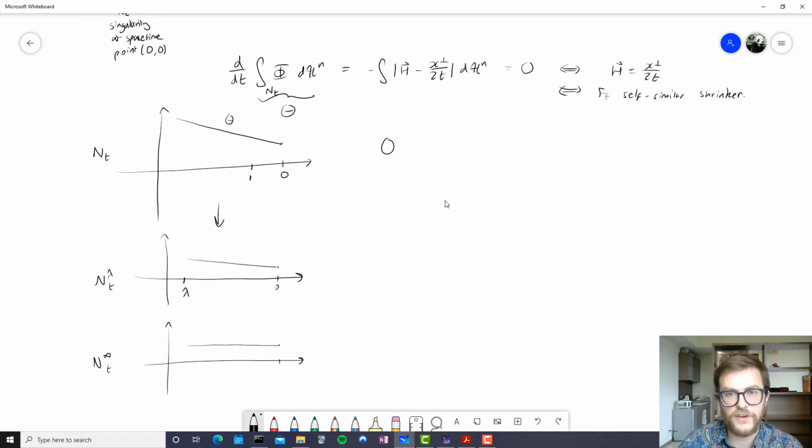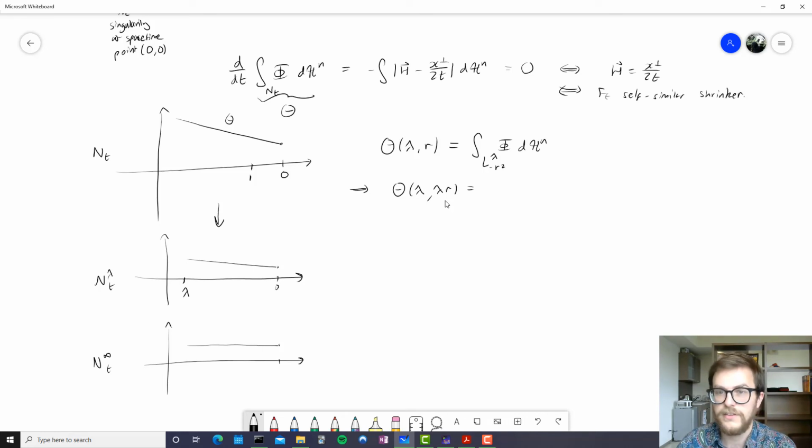More explicitly, if we define this capital theta to have a couple of parameters, to be the integral over the rescaled flow at time minus r squared of this kernel, then we have the theorem: the symmetry of this quantity under parabolic rescaling tells us that theta of lambda r is equal to theta of 1 r. So if we have a 1 here, that's just the integral over the original flow.